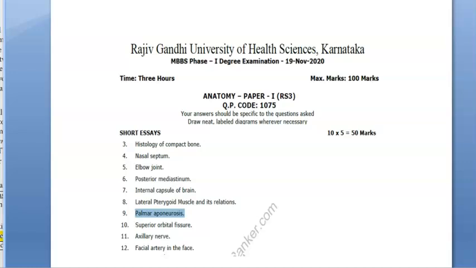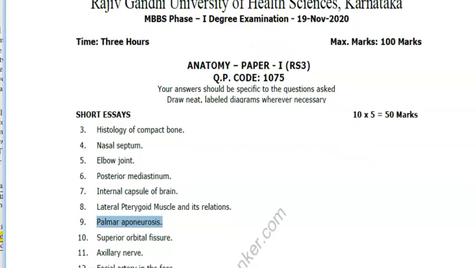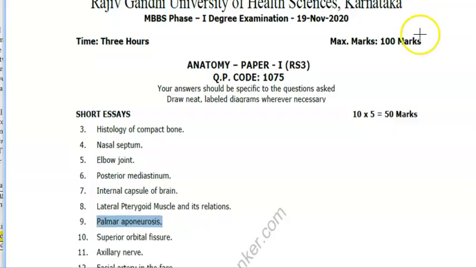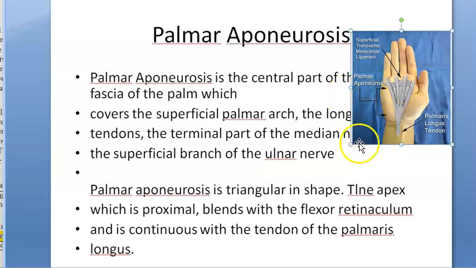Hello, in this video, let us look at another anatomy final exam question asked for 5 marks. Here is palmar aponeurosis. So we are talking about your palm and some aponeurosis, that means a flattened tendon. Aponeurosis is nothing but what? Flattened tendon. Okay, so here we are.